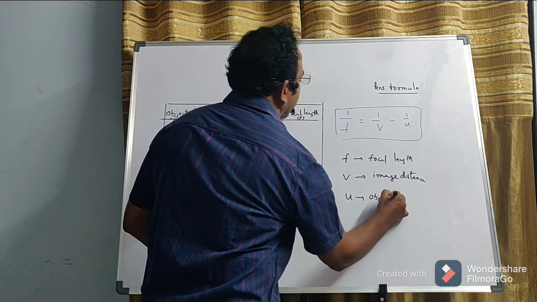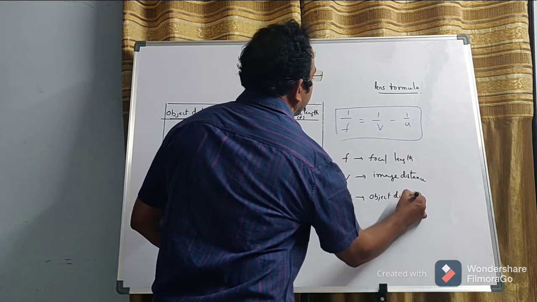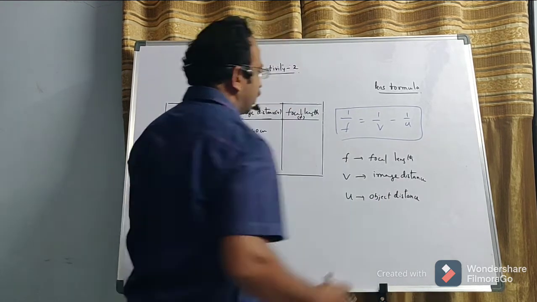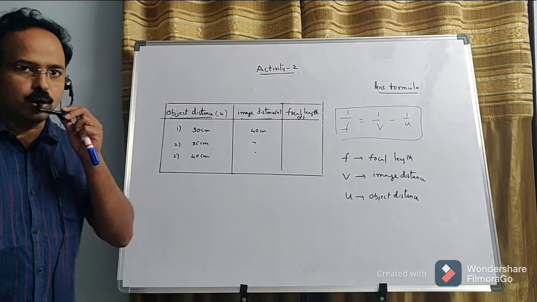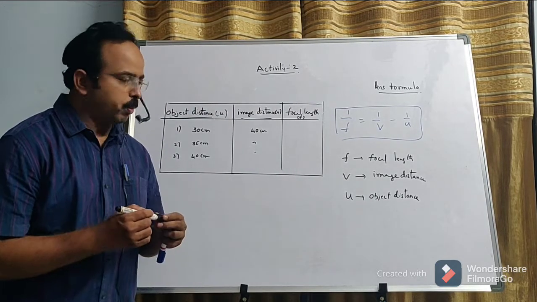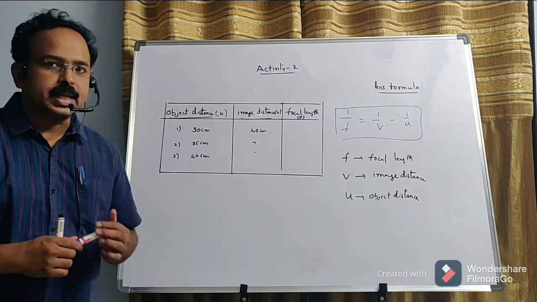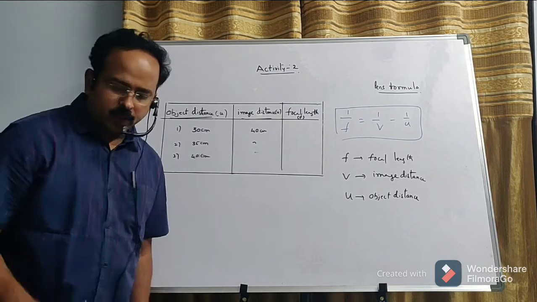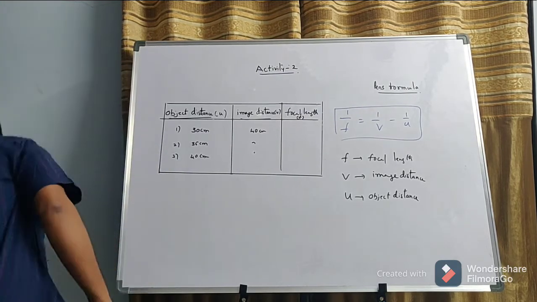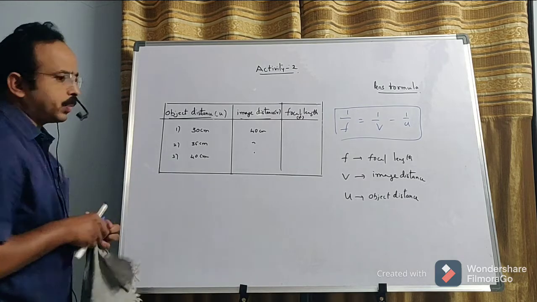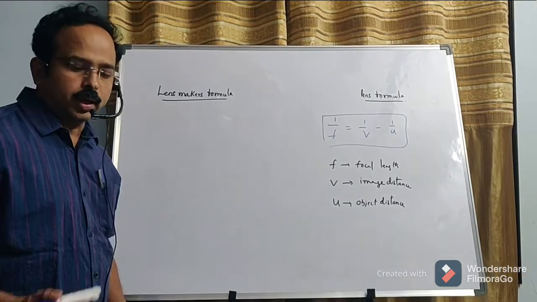So this is a very important one. While solving problems, this is very much important: 1/f = 1/v - 1/u, but we need to follow the sign convention.